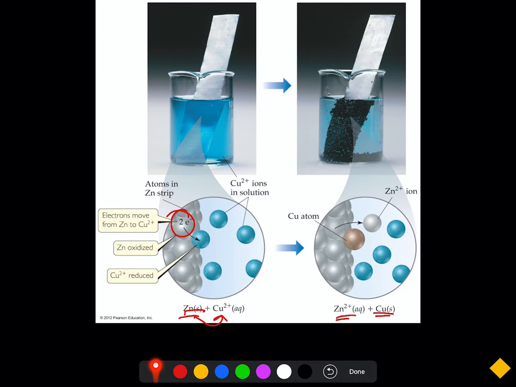All right. Again, if the assigning of oxidation states is very fuzzy, I suggest you review that from chapter 4.